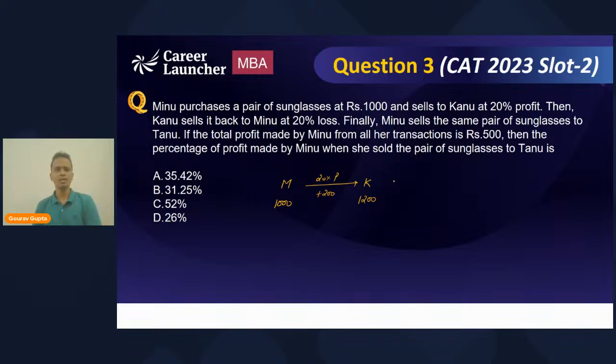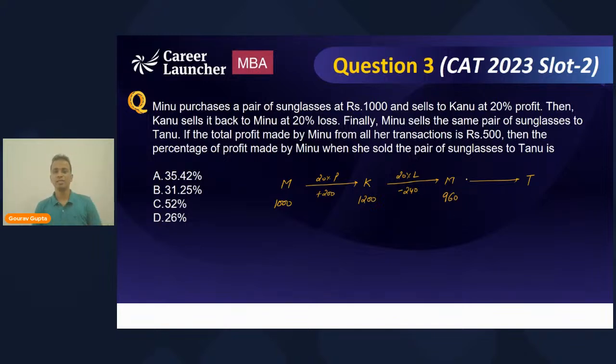Now Kanu sells it back to Minu at 20% loss, right? So 1200, 20% loss. 20 percent of 1200 will be 240. So a loss of 240. So Minu will buy it again at rupees 960. Now finally Minu sold it to Tanu at some price.